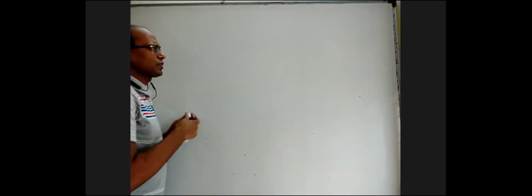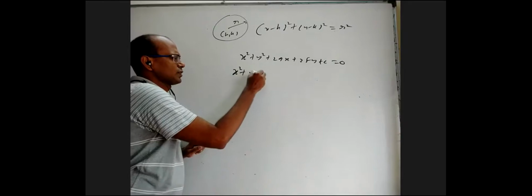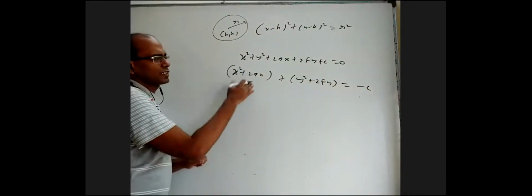The general equation of a circle is x square plus y square plus 2gx plus 2fy plus c equal to 0. I want to make it into a perfect square so that I can compare with x minus h whole square plus y minus k whole square equal to r square. That is the equation of a circle with the center h comma k and the radius r. So x square plus 2gx I will take, y square plus 2fy I will take, equal to minus c. To make this into a perfect square, I'll add g square on both sides.